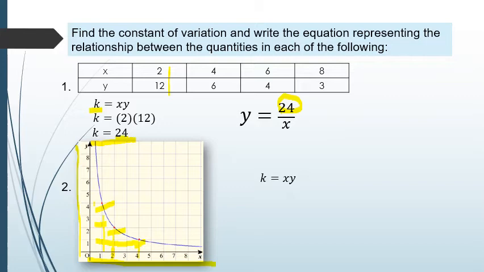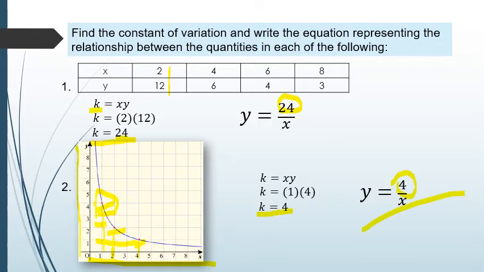So, mamili lang tayo dito. Alin ang gagamitin natin? So, gamitin natin ito. Yung una, we have k equals 1 times 4. So, 1 times 4 equals 4. Meaning, the constant of variation is 4. Paano naman kukunin ang equation? So, di ba dito ang mangyayari is y varies inversely as x. Instead of using k, ang gagamitin natin ay 4. So, ngayon, ang equation na nagre-represent ng graph na to ay y equals 4 over x.